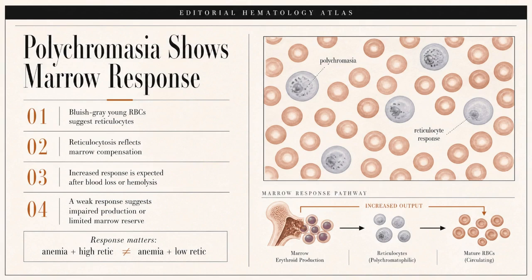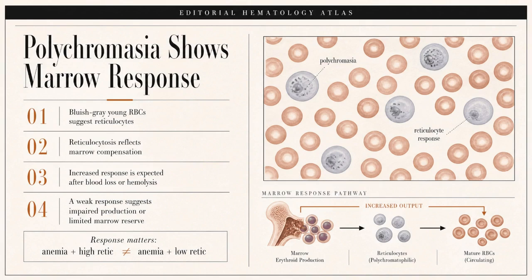This is why the reticulocyte count is so important. Anemia classification should not stop at microcytic, normocytic, or macrocytic. It should ask whether the marrow is appropriately compensating. Polychromasia also reminds us that the peripheral smear is dynamic. It does not just show mature cells, it can reveal how urgently the marrow is trying to correct a problem. For students, this is one of the easiest ways to connect morphology with physiology.